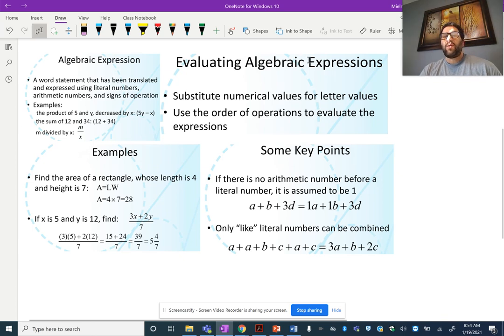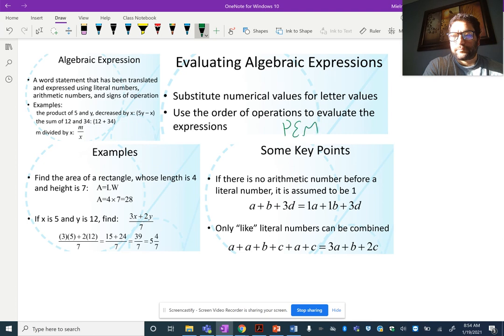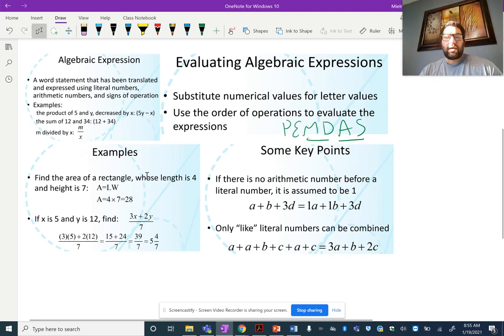So evaluating algebraic expressions, usually what you're going to do is you're going to substitute numbers in for letter variables, substitute numbers for letter values, and then you're going to use the order of operations to evaluate the expression, which is PEMDAS, okay? Which is something we should remember. Okay, so here are some examples.